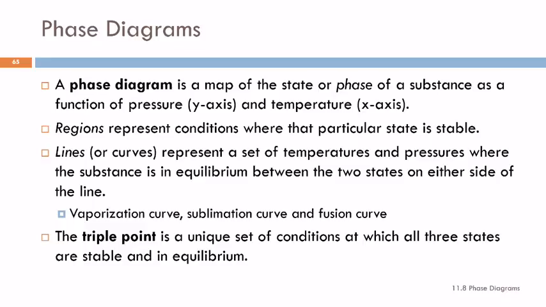And they're named in terms of that transition. So we have a vaporization curve, a sublimation curve, and a fusion curve. And then we also generally identify the triple point, a unique set of conditions at which all 3 states are stable and in equilibrium. That's different than a supercritical fluid. At a triple point, you have the solid, the liquid, and the gas in equilibrium all together. Supercritical fluid is where the gas and the liquid have kind of merged to be the same thing. They're not both present.